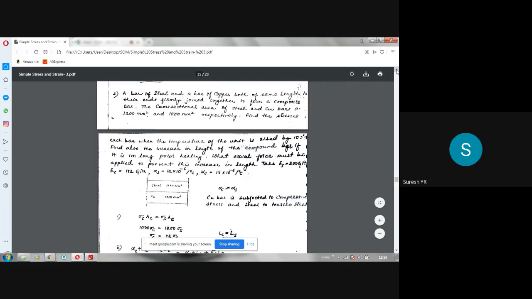Then we discussed generalized Hooke's law and problems on that. Then we discussed the elastic constants, the relationships between them, and problems on finding elastic constants. And today we discussed temperature stresses, in that also, simple bars and compound bars. So I think next class I will continue.